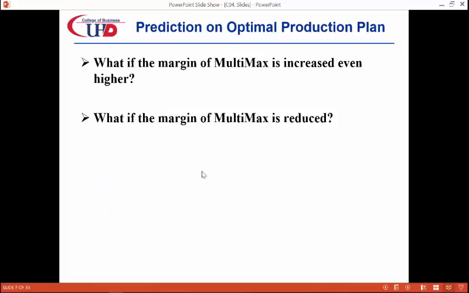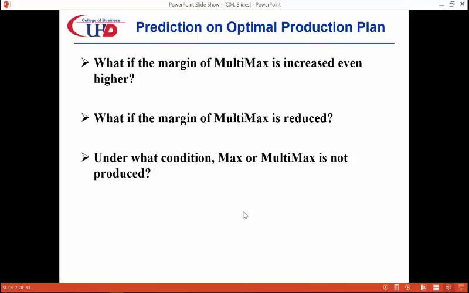However, usually the solution won't satisfy the manager, since the solution is just based on the specific problem parameters. What happens if some parameter values are estimated wrong or changed in the future? We need to get prepared for that. For instance, how should we adjust the production plan if a margin is changed? Or we may be interested to see under what conditions one of the products will stop being produced.